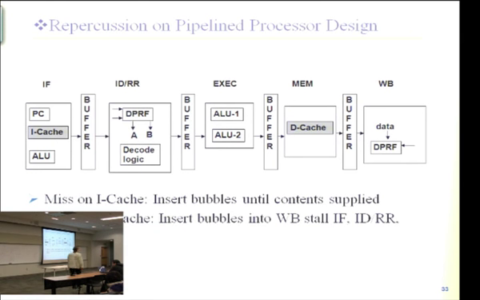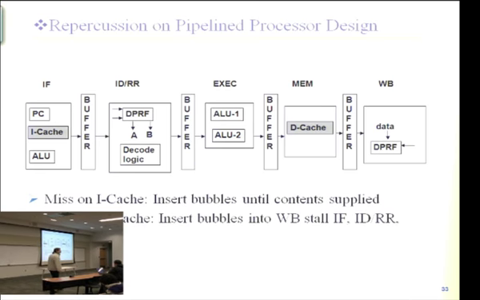Are we ready? Okay, so let's see how our pipeline changes because of these new caches that we introduced. How did we replace the memory stages? Well, we don't generally call them DMEM and IMEM anymore, we call them Dcache and Icache, just to point out that they're very fast memory elements.